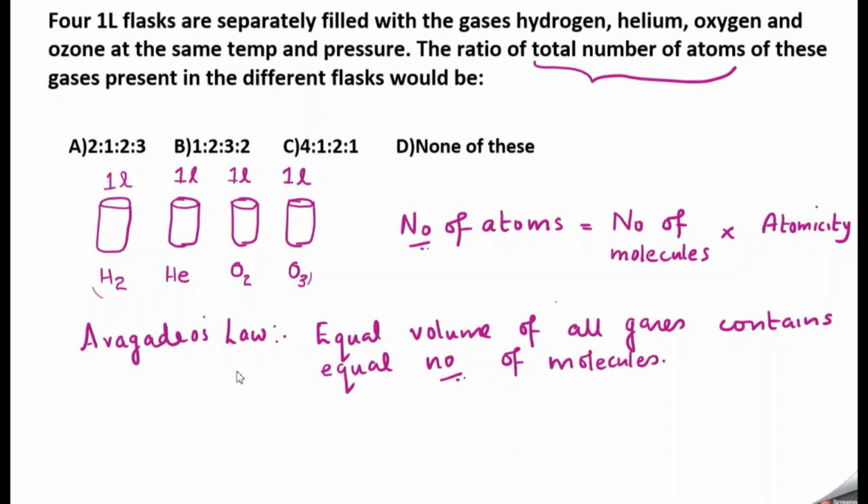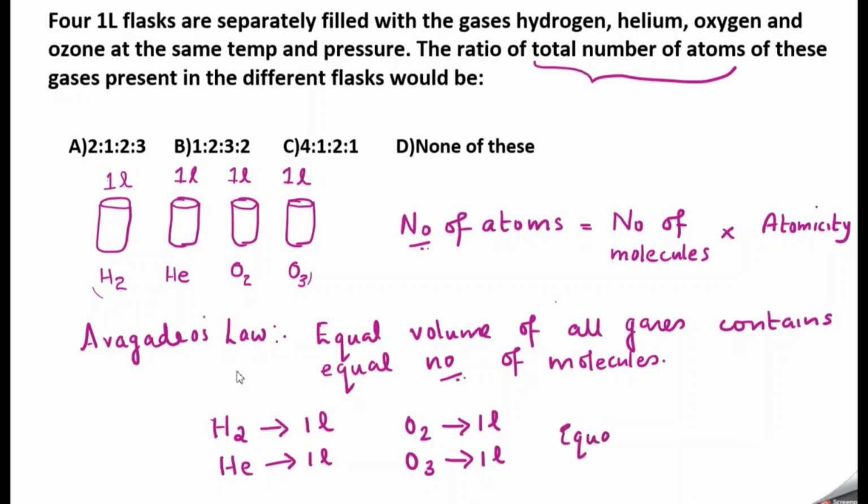Now tell me, for hydrogen, what is the volume? It is 1 liter, because gases expand and occupy the entire 1 liter volume. And helium, what is the volume? Again, it is 1 liter. Oxygen, again 1 liter. And ozone, again 1 liter. So the volumes are equal for all these gases. Then they will contain an equal number of molecules as well.